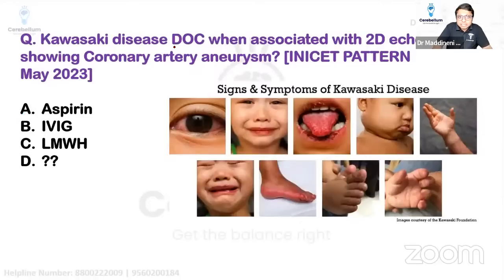And Kawasaki disease, drug of choice when associated with 2D echo showing coronary artery aneurysms. Also some students told that the answer was mentioned right after the option, that is intravenous immunoglobulin, as the correct answer. Was this mentioned? Was this such a funny way of asking in an actual INICET exam? Was it mentioned that correct answer?